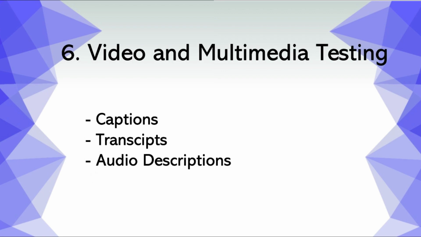The sixth type of testing is called video and multimedia testing. See, videos and multimedia content should have captions, transcripts, and audio descriptions to cater to users with hearing impairments. Accessibility testing here ensures that these elements are present and accurate.